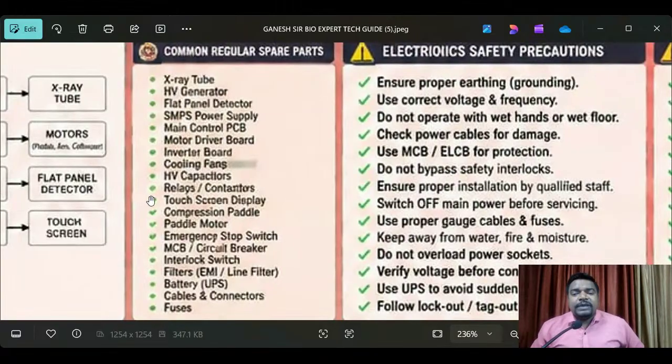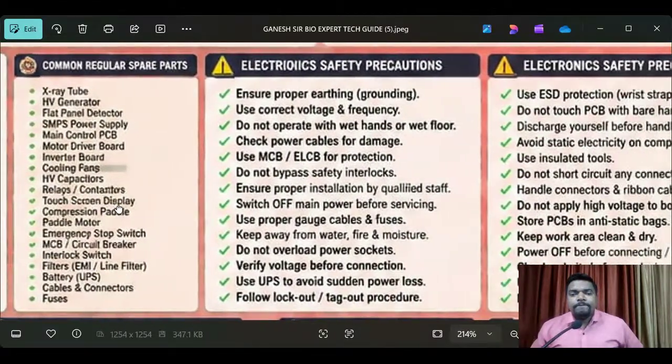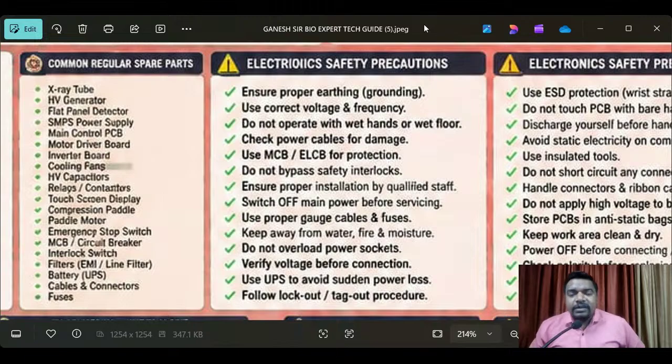Next, common regular problems and spare parts. See here, all these things I'm sharing will go into your practical work. If you know all these things and are capable, then there is no need to depend on other sources or the hospital. Whenever a biomedical engineer is capable of doing everything, there is no need to wait a long time. Understand, if you find the problem in less time, then you can attend the equipment, check it, and resolve the issues within 24 hours. So we have to be perfect to that level.